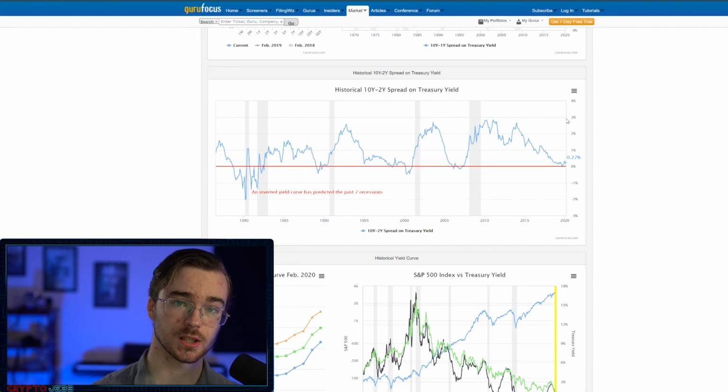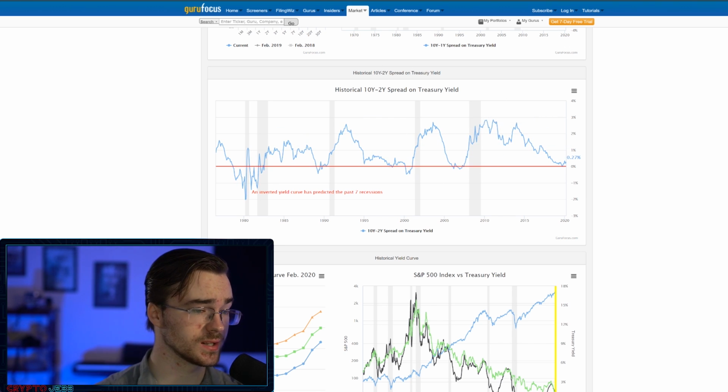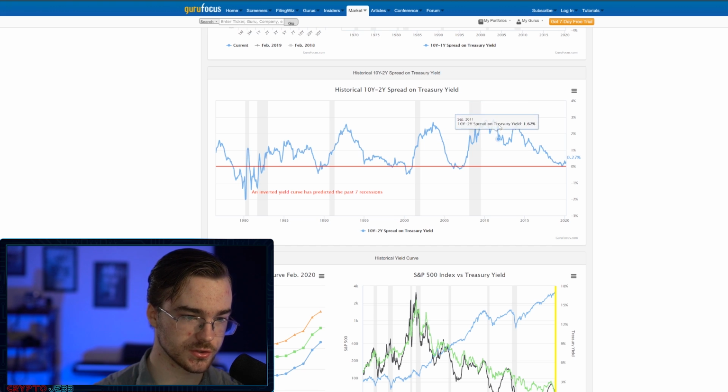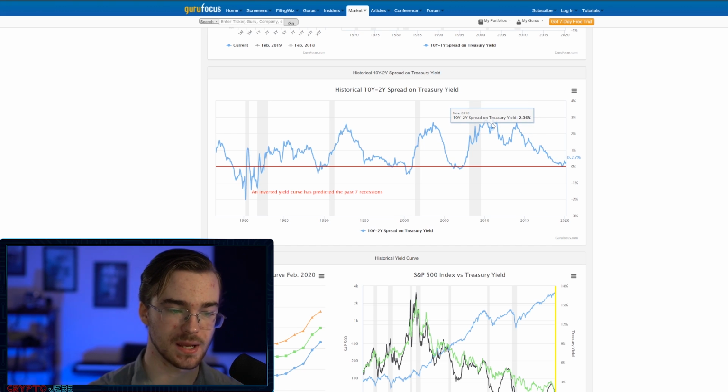But why does all of that matter? Well, guys, the reason that matters is because traditionally when the yield curve inverts, it's predicting a recession. As you can see right here, we have a graph of the last 40 years of the economy, and we can see a historical 10-year to 2-year spread on treasury yields. What's the difference in return between those two time periods is basically what it's saying.